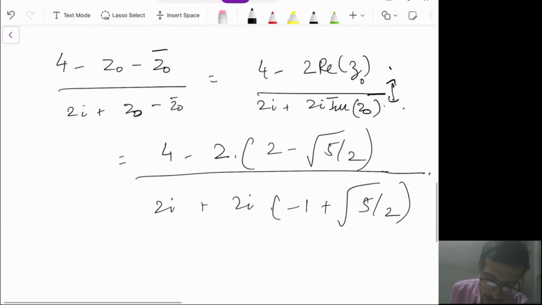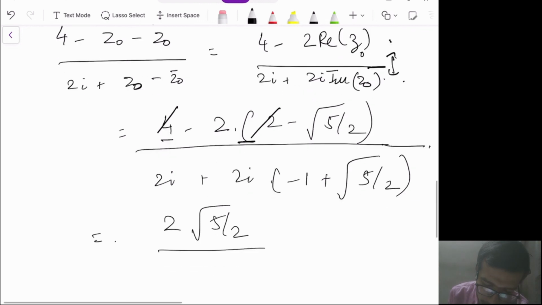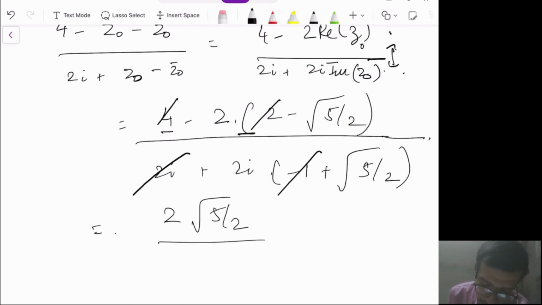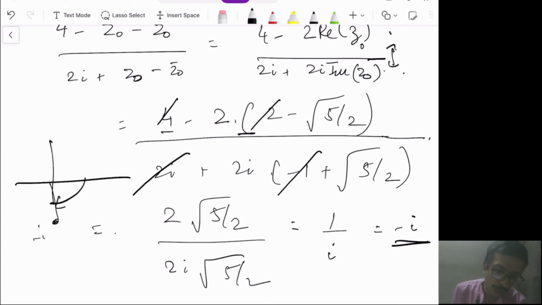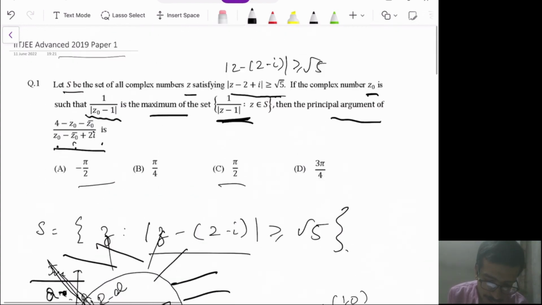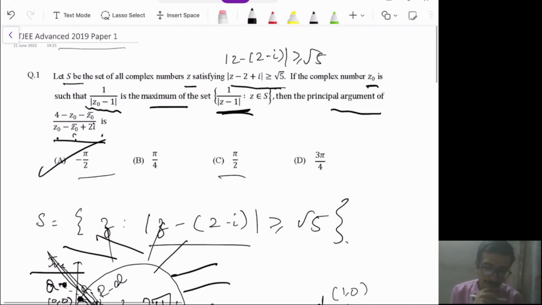Okay, and so this I can check. 4 minus 4 gets cancelled, and overall in the numerator I have twice the square root of 5 by 2, and in the denominator the 2 iota and minus 2 iota get cancelled, and I have 2 iota times square root of 5 by 2. So overall it's going to be like 1 over iota, which is minus iota. So the phase is going to be minus pi by 2, because with respect to the positive x-axis, this point minus iota makes an angle of pi by 2 clockwise, and we know that clockwise angles are negative. So here we select the answer minus pi over 2, which is the correct answer.